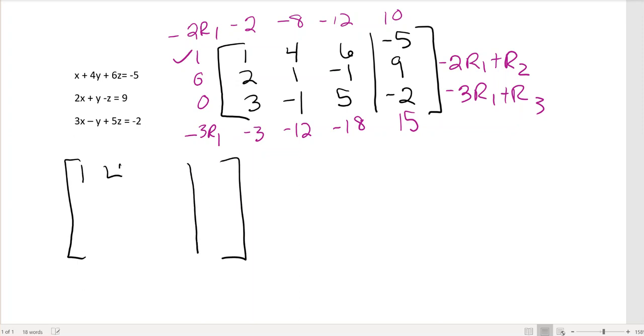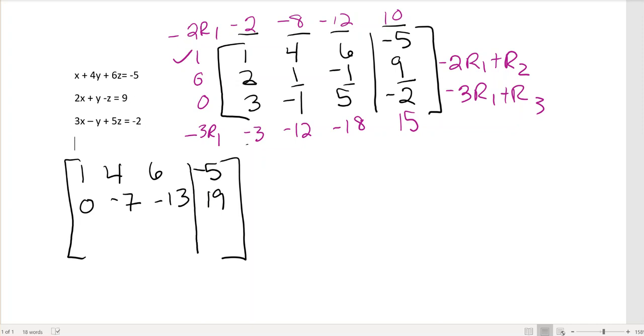The first row does not change. It's 1, 4, 6, negative 5. So the second row, I have negative 2 plus 2, that gives me 0. Negative 8 plus 1 gives me negative 7. Negative 12 plus 1 gives me negative 13. And then 10 plus 9 is 19.